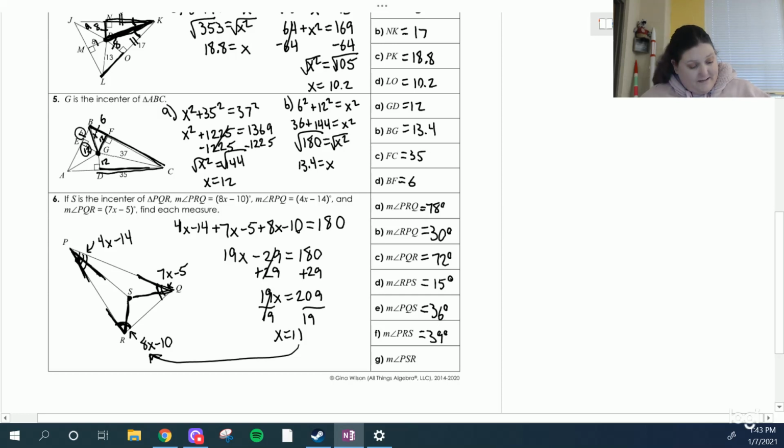Then PSR. So to find that one, what I have to do is take this angle here, angle P over here in the small triangle, angle R here in this small triangle, add them up and subtract it from 180, and I get 126.